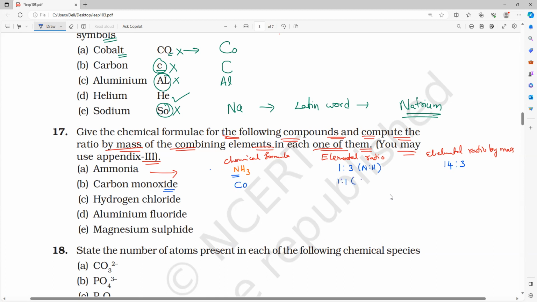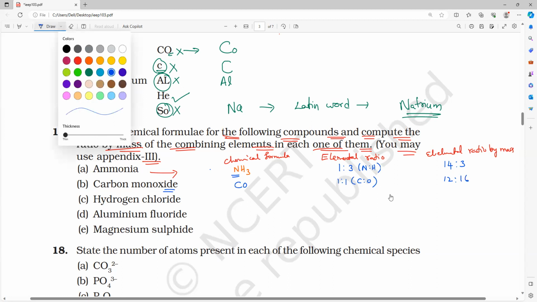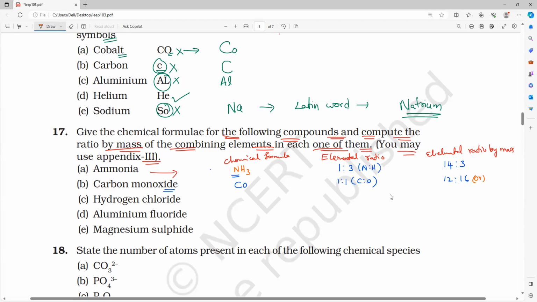1 is to 1. So C is to O. What is the atomic mass of carbon? 12. Oxygen 16. So carbon, oxygen, 12 to 16. Both can be divided with what? The same number. So that we can write it. What will happen, everybody? 4 table. 4 threes are 12, 4 fours are 16. So also I can write what? 3 is to 4.